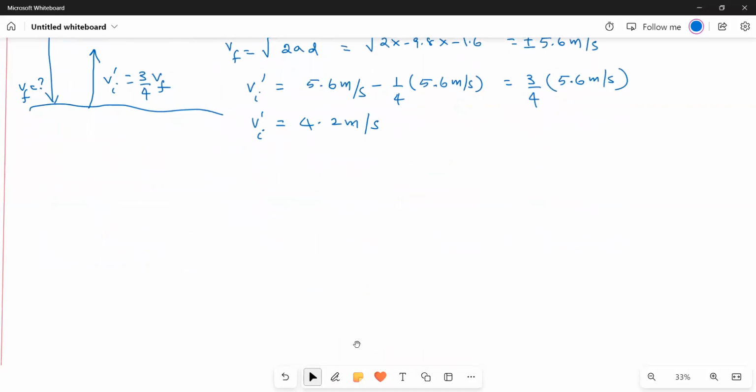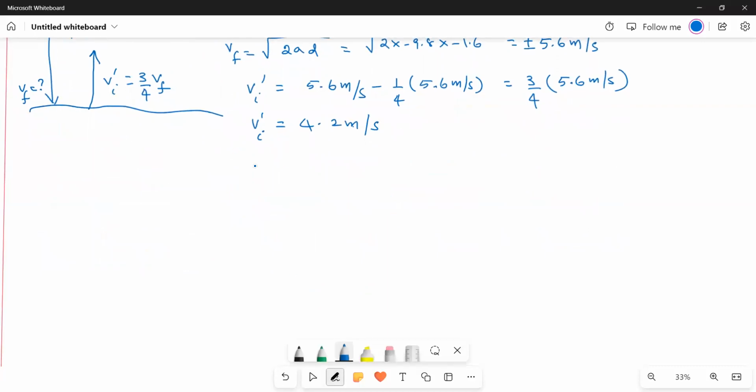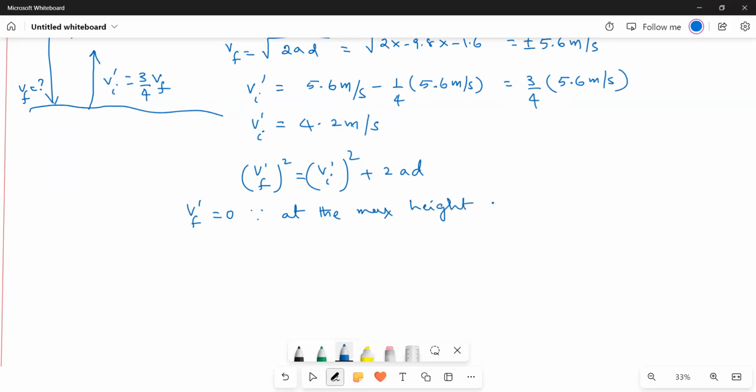And now we have to find out the height, how high it will rise. We use the same formula. So here I will write Vf dash square is equal to Vi dash square plus 2ad. Here Vf dash is equal to 0, because at the maximum height, velocity is equal to 0. Now Vi dash is known to us, and we have to find out d.